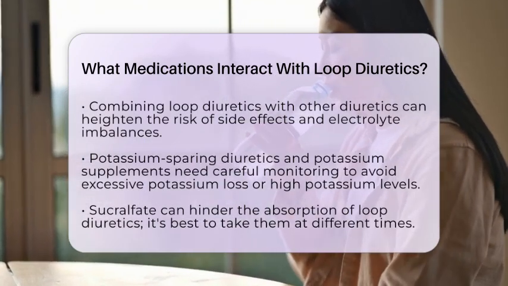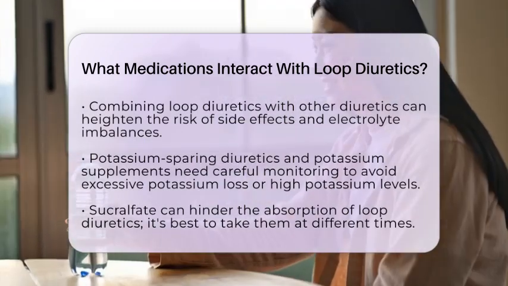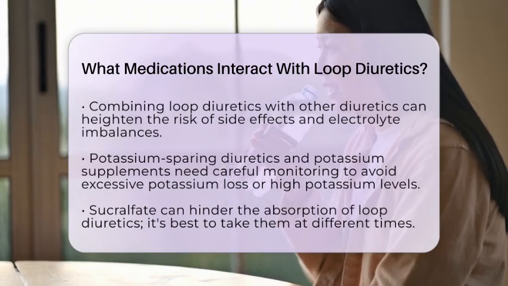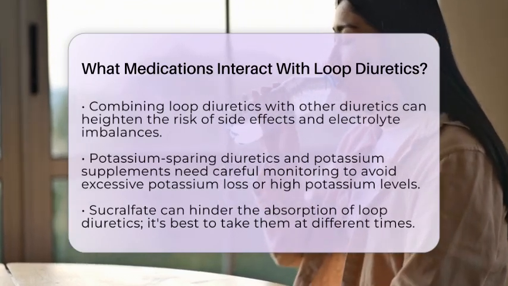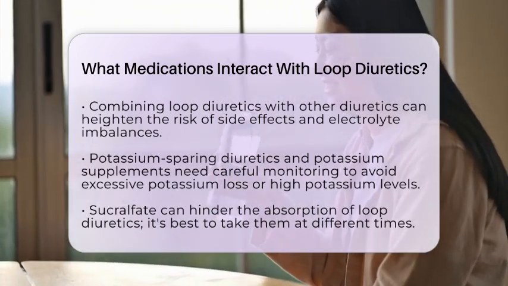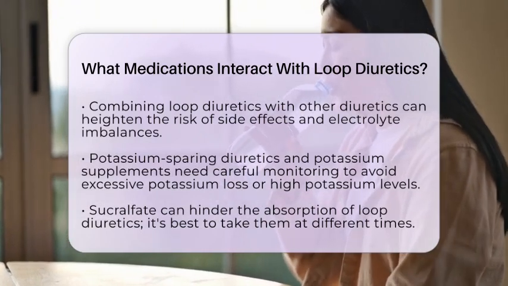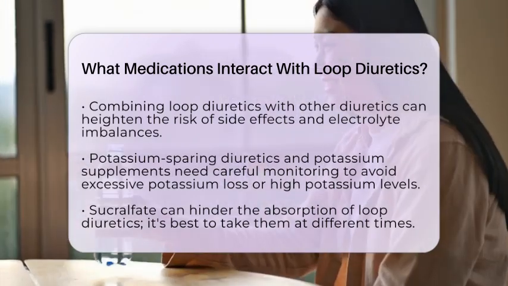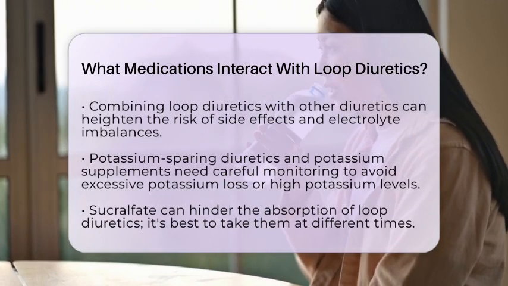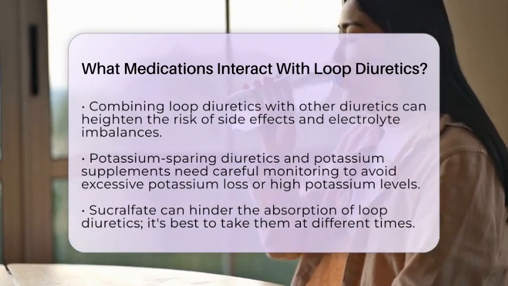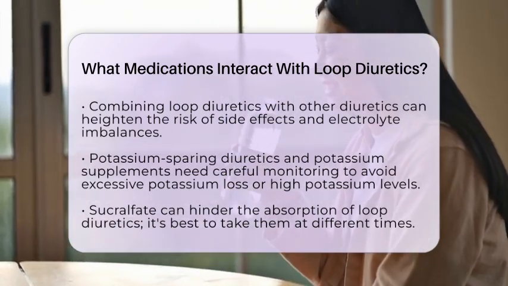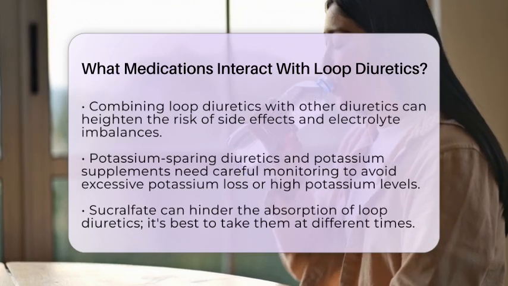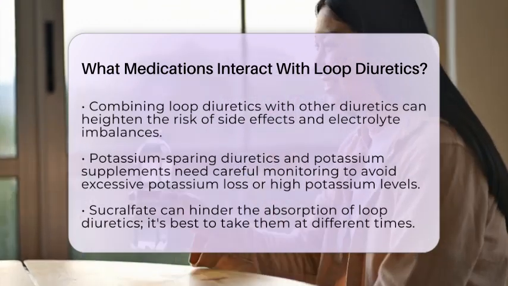Potassium-sparing diuretics and potassium supplements also require careful consideration. Since loop diuretics can cause potassium loss, combining them with potassium-sparing diuretics or supplements may lead to excessive potassium loss, or, if potassium-sparing diuretics are used alone, the risk of high potassium levels. Monitoring is essential in these cases.